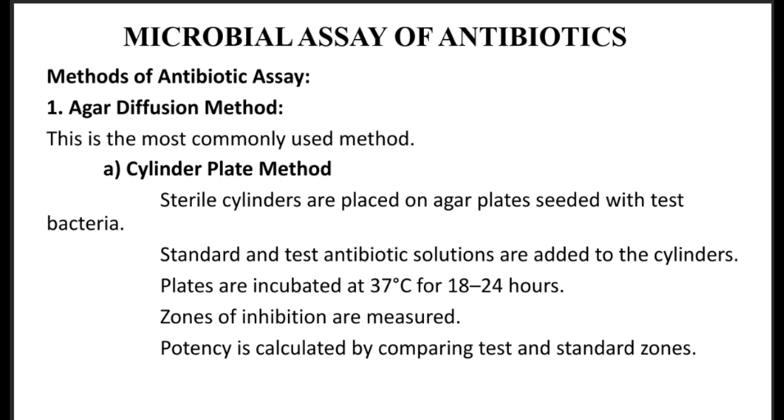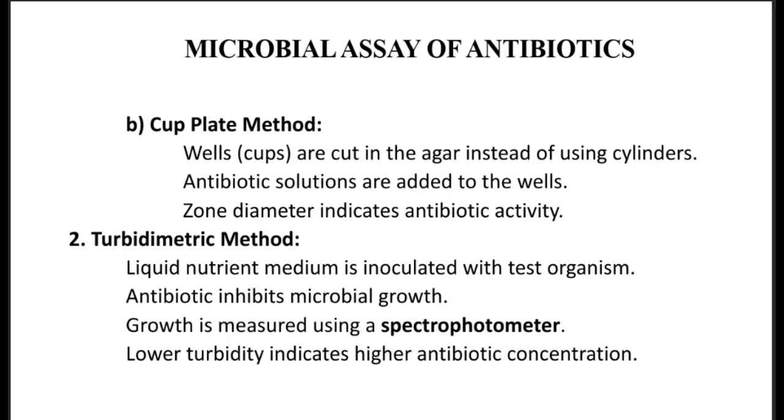Plates are incubated at 37 degrees Celsius for 18 to 24 hours. Zone of inhibition are measured. Potency is calculated by comparing test and standard zone. Cup plate method. Wells are cut in the agar instead of using cylinders. Antibiotic solution are added to the well. Zone diameter indicates antibiotic activity.